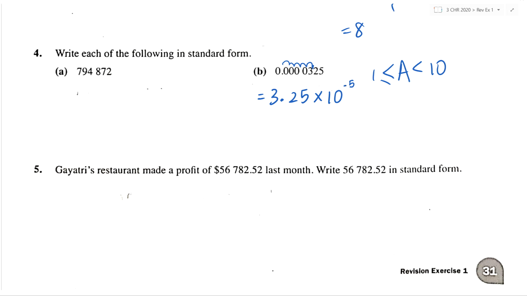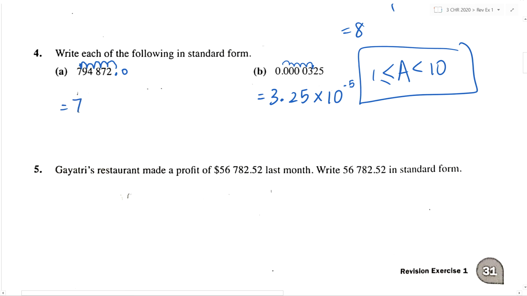So now we go on to part A again. Identify the decimal point. This is a whole number. The decimal point can be introduced by you at the end of all the digits, so the decimal is over here. Again, we do the same thing. We want to move the decimal point until I get a number between 1 and 10. So I have to jump to the left this time, 1, 2, 3, 4, 5 times. And my number is 7.94872.